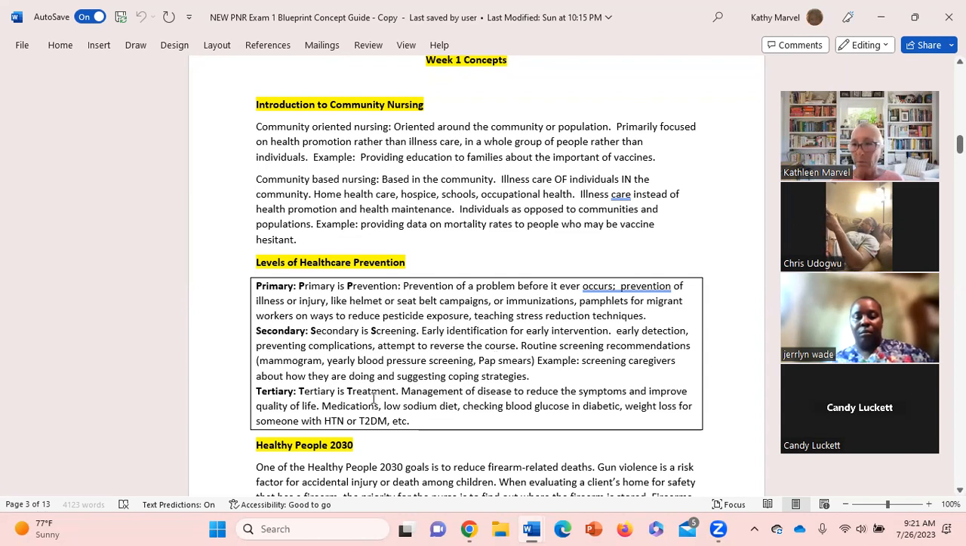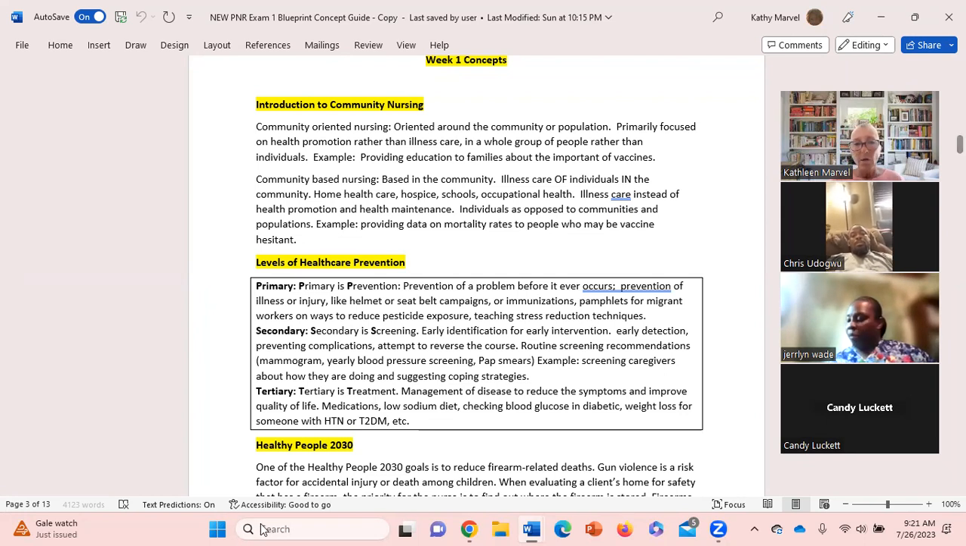Tertiary, treatment, management, trying to reduce the symptoms, trying to improve the quality of life. Remember with tertiary, they already have to have something. So if you get a question about tertiary, pick whatever answer is tertiary, make sure the answer has a client with a diagnosis, right?